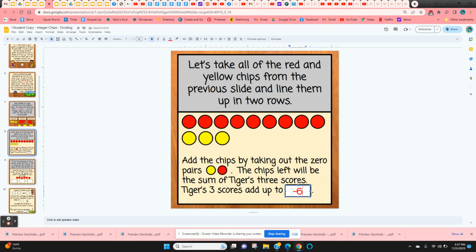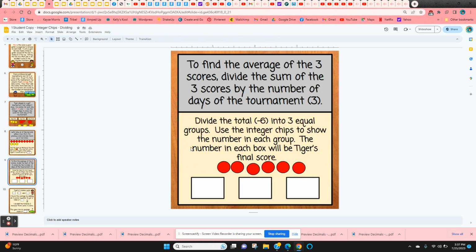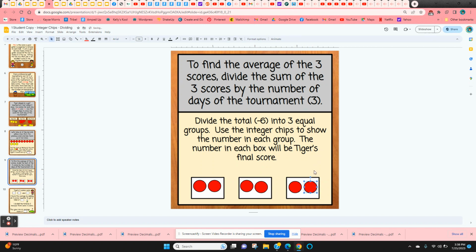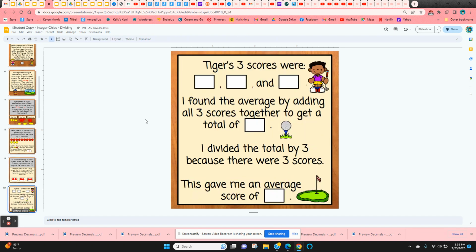So they're going to type that in. Now, in order to divide, we're going to divide by this negative number. We've got -6, and we want to divide it by 3 because there were 3 days in the tournament. So if we take these chips and divide them into 3 equal groups, every group will be -2. So his average score was -2. And this is just a recap. They're going to type in the 3 scores. They added them together. They got -6. They're going to type that in and then divide by 3, and that gave them the average score of -2.